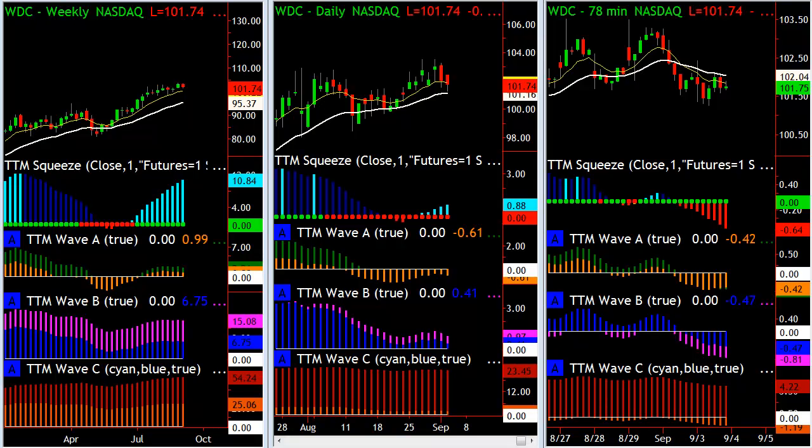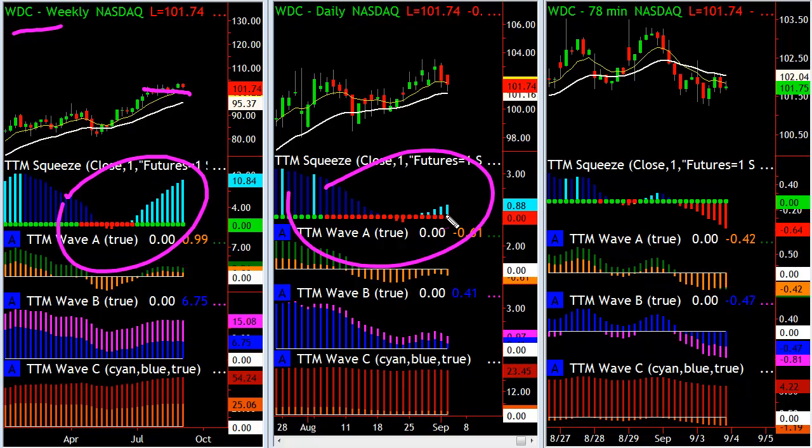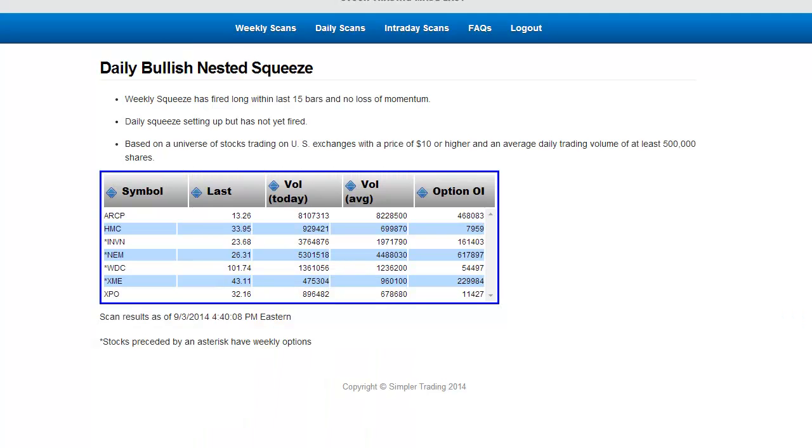So an example of one of the stocks on there is WDC. And you can see the squeeze here has fired on the weekly. It's taking a break. Now the daily squeeze is setting up. The waves are above zero. This is like an ideal time to buy that for continuation higher. So a super high probability trade there.